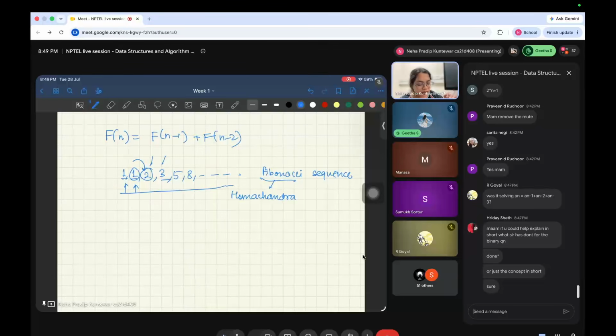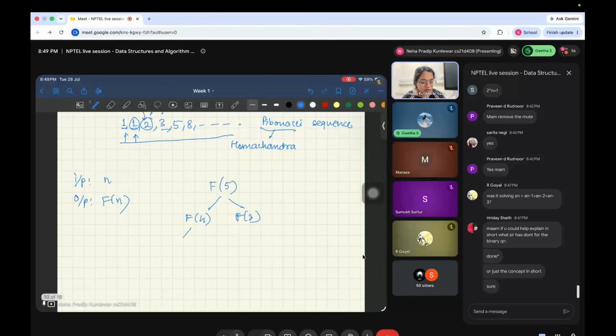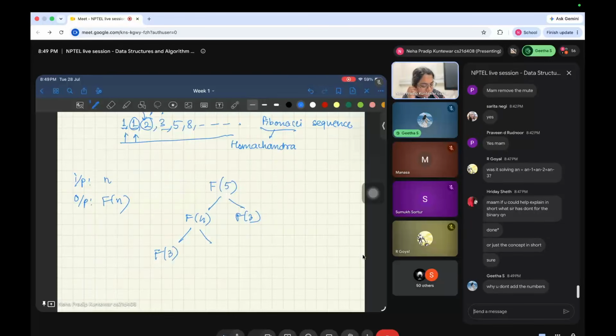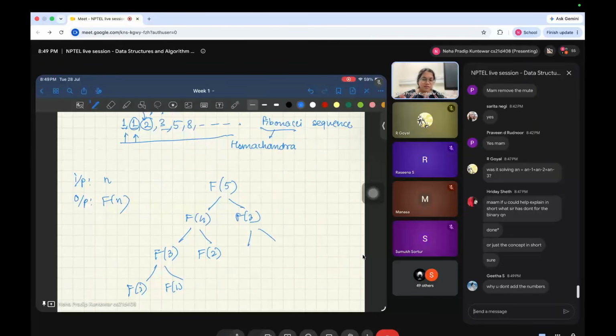So this is your sequence, and the idea is as follows. You are given a number n, and you want to output the nth Fibonacci number. What is the strategy? In order to find, let's say, f of 5, you need to find f of 4, f of 3, and sum them up. But in order to find f of 4, you need to find f of 3, f of 2, and so if you expand the recursion, it's going to be a tree.